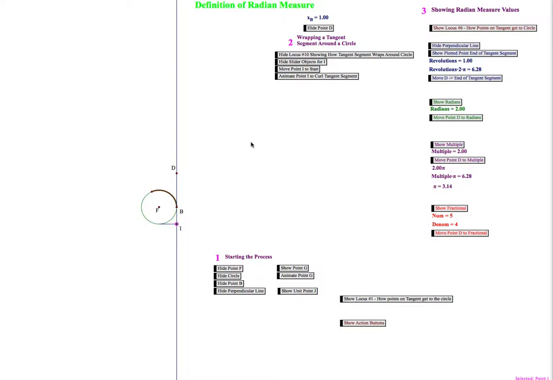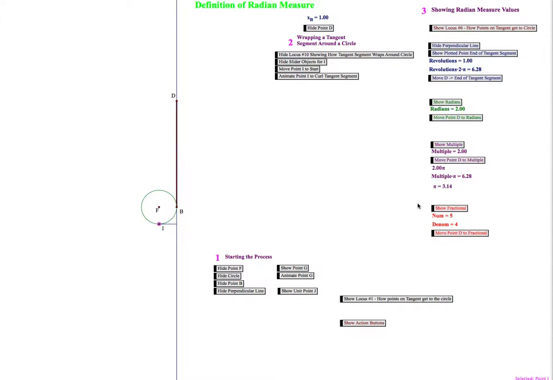If you consider the circumference of a circle is 2 pi r, if I want to use radiuses as my unit, all I need is 2 pi radiuses, or 2 pi radians, to wrap all the way around the circle. Let's see if that happens. We'll select over here multiples of pi, and in this particular case we're going to use 2 pi radians. We're going to move the point D to that length, and I'm going to wrap that around the circle, and it comes out exactly 1 circumference.